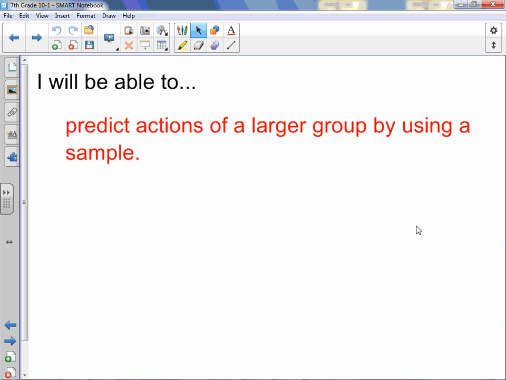Chapter 10, Lesson 1, Make Predictions. You will be able to predict actions of a larger group by using a sample.